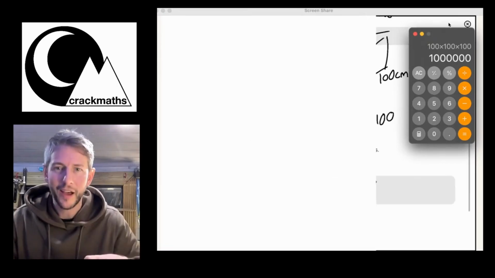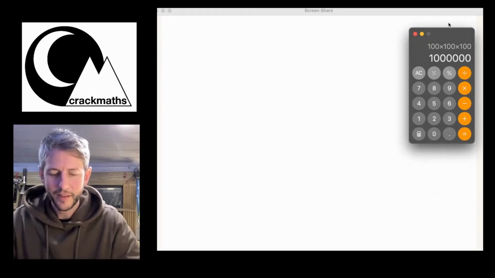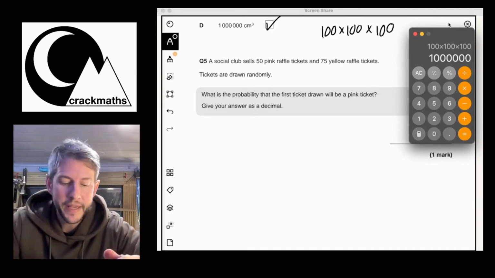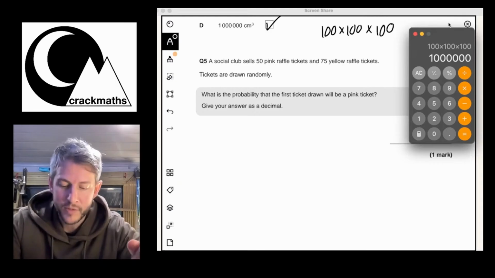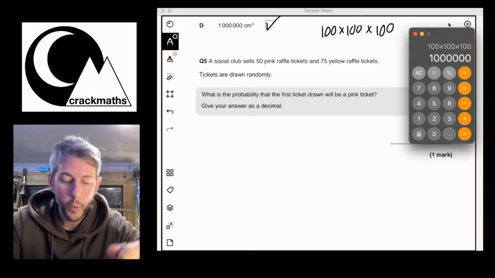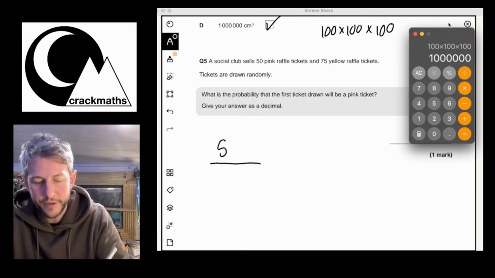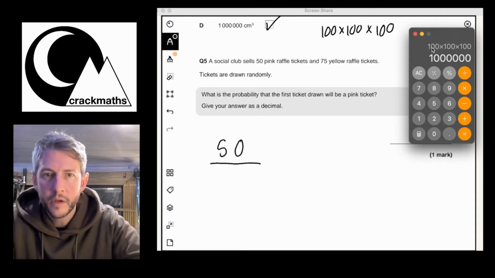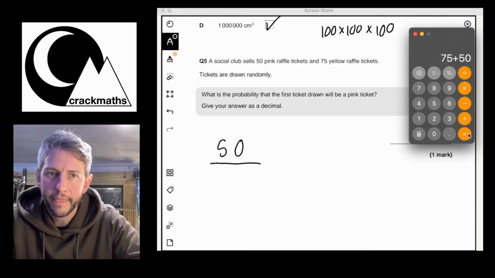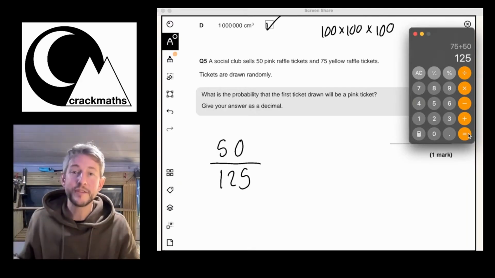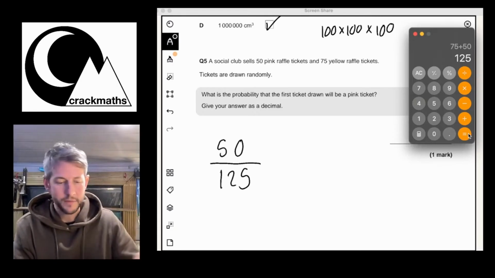Right, let's have a look at question 5. We've got a social club that sells 50 pink raffle tickets and 75 yellow raffle tickets. Tickets are drawn randomly. What is the probability that the first ticket drawn will be a pink ticket? How many pink tickets are there? 50. Out of how many tickets in total? Well, there are 75 yellow plus 50 pink, so that will be 50 out of 125.